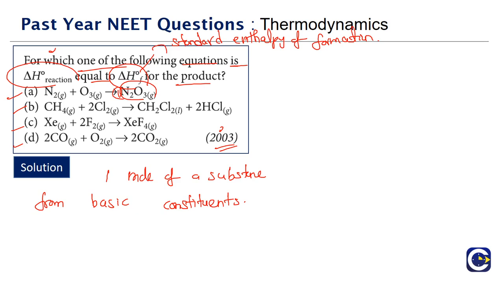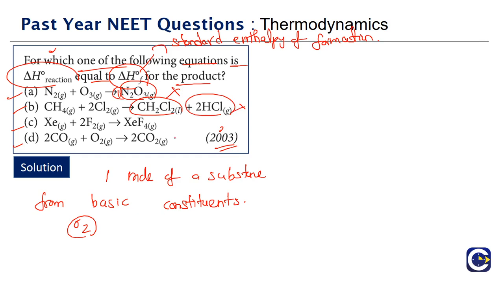Basic constituent means what? For nitrogen, the basic constituent is N2 gas. But for oxygen, the basic constituent is not ozone, it is actually O2. Means this is not going to be representing the enthalpy of formation reaction. Option B, here anyway we have two products.